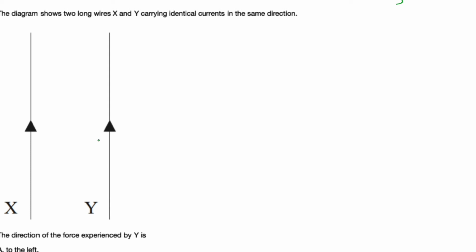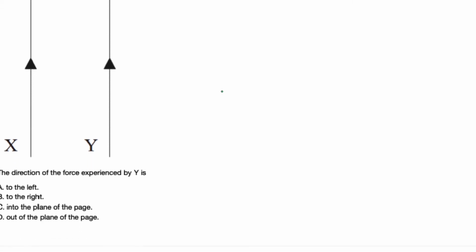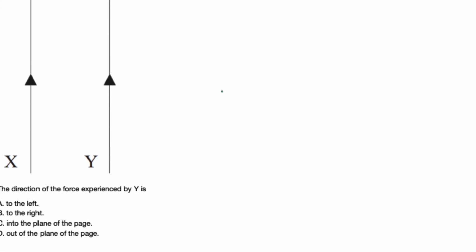The diagram shows two long wires X and Y carrying identical current in the same direction. The direction of force experienced by Y is Y. So they all have a current upward. So the magnetic field here is going to point out of the page into the page here, and for Y it's going to point out of the page here into the page here.